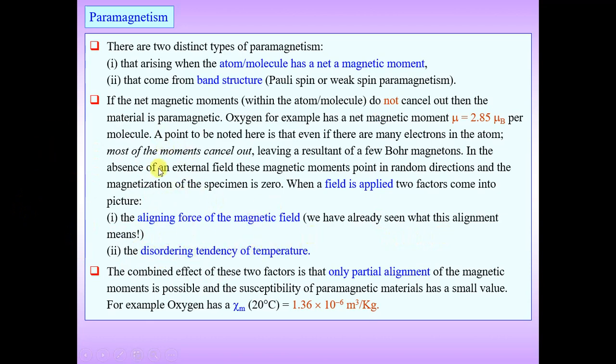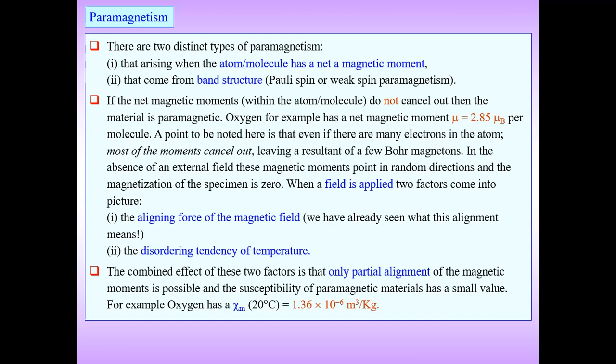There are two phenomena: the aligning force of the magnetic field and the disordering tendency of the temperature. The combined effect of these two factors is that only partial alignment of the magnetic moments is possible. The susceptibility of paramagnetic materials has a small value.